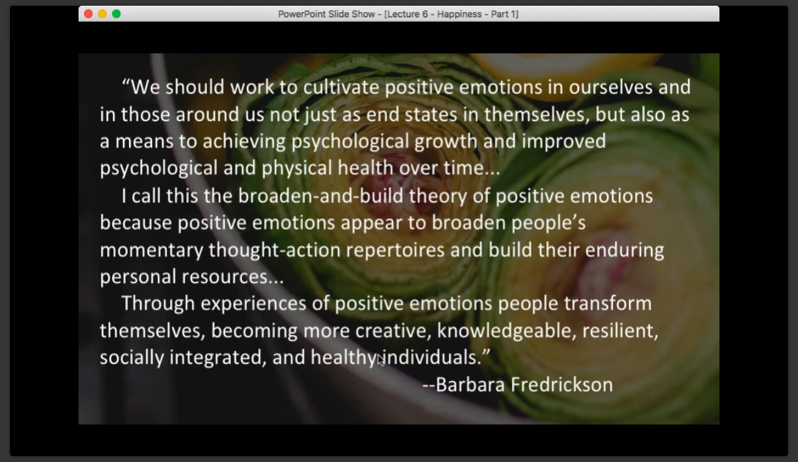Barbara Fredrickson says we should work to cultivate positive emotions in ourselves and in those around us, not just as end states in themselves, but also as a means to achieving psychological growth and improved psychological and physical health over time. I call this the broaden and build theory of positive emotions because positive emotions appear to broaden people's momentary thought action repertoires and build their enduring personal resources. Through experiences of positive emotions, people transform themselves, becoming more creative, knowledgeable, resilient, socially integrated, and healthy individuals.